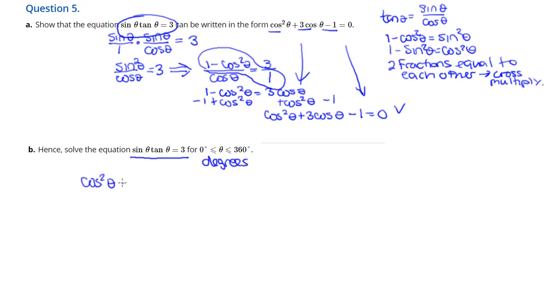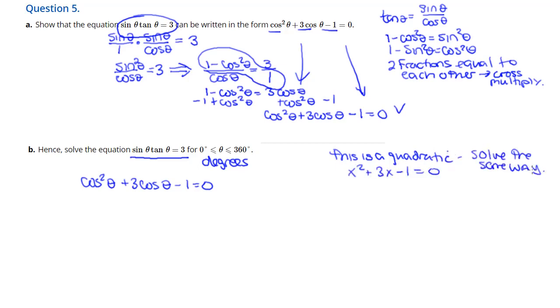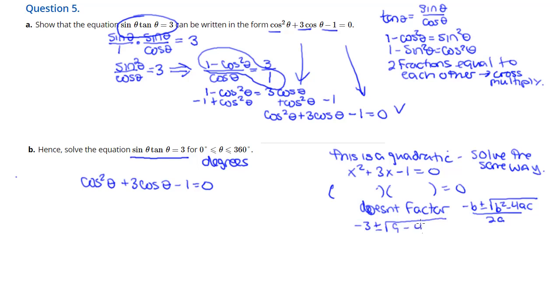You'll notice that they want me to be in degrees. I've got cosine squared theta plus 3 cosine theta minus 1 equals 0. It's a quadratic, and if it feels easier for you, go ahead and write it like a quadratic. Now, how would you solve that? Well, you'd try to factor it. Unfortunately, there's no numbers that multiply to 1 and add to get to 3, so it's not going to factor. And just like a quadratic, if it doesn't factor, you're going to use the quadratic formula.